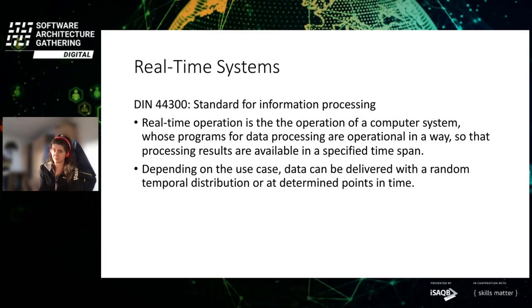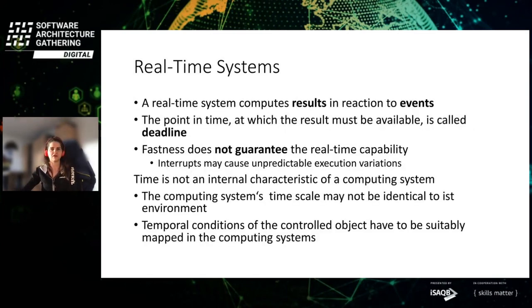So you have the specification at hand from the top-down design. You say at which point in time results should be available. And this is actually also carried out by the implementation. And depending on the use case, as they say here, the data can also be delivered with a random temporal distribution or at determined points in time, as long as they arrive before the specified time span. So that's actually depending on how your system then makes the implementation for that.